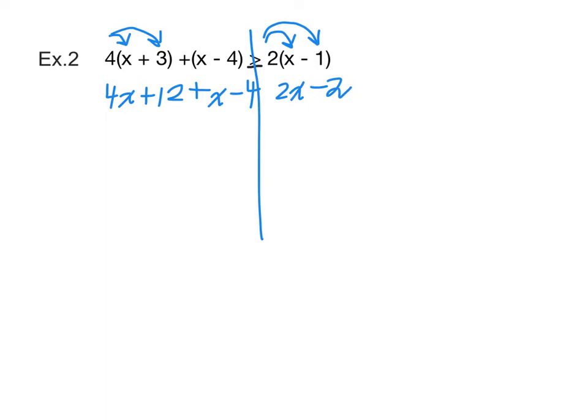Let's combine like terms on the left first. And by like terms, I mean here the x's. 4x plus 1x is 5x. The numbers 12 and negative 4 are like terms. Together, they're plus 8.